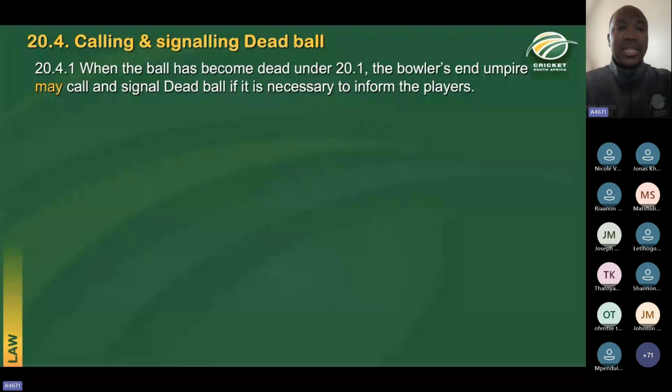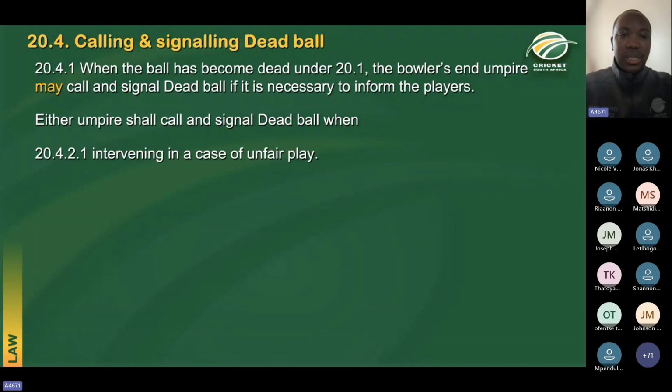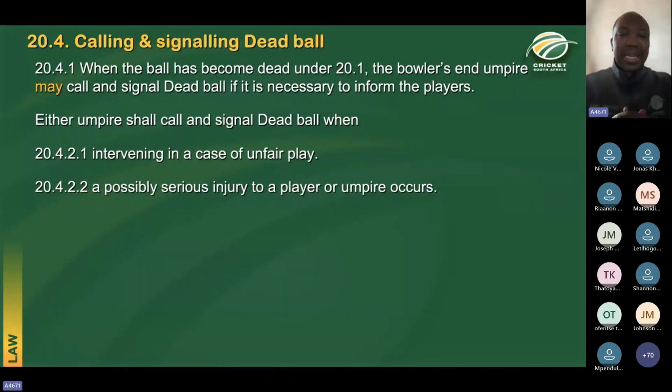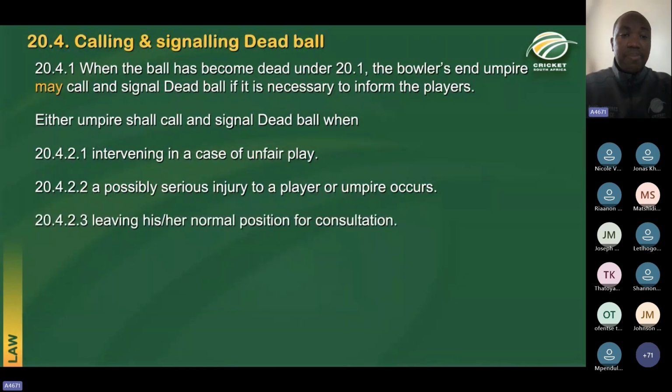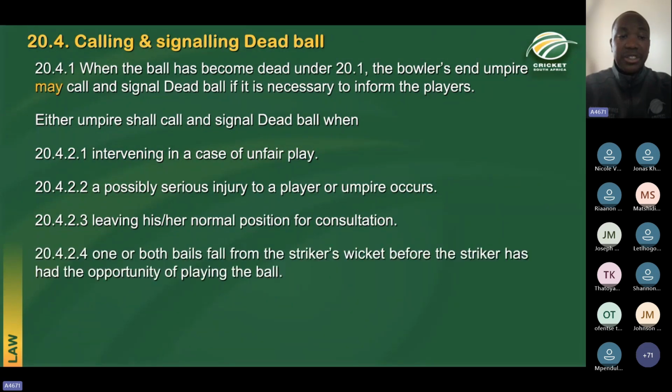So when do we call and signal dead ball? Either umpire shall call and signal when intervening in the case of unfair play. Either umpire shall call and signal dead ball for a possible serious injury to a player. Either umpire shall call and signal dead ball when leaving his or her normal position for consultation. Either umpire shall call and signal dead ball when one or both bails fall from the striker's wicket before the striker has had an opportunity to play the ball.